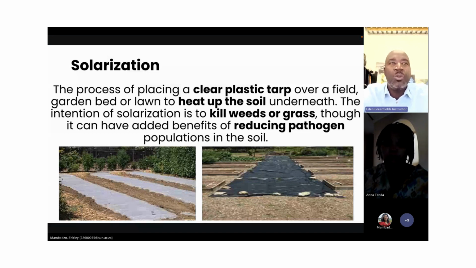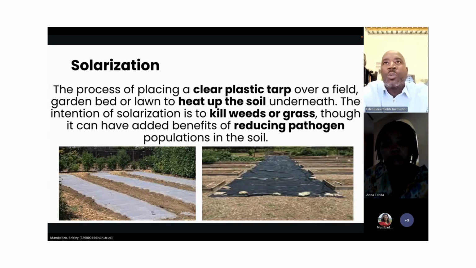Solarization is going to kill weeds in your beds. It's going to destroy any grass in your beds. And it's also going to make sure that any pathogens in the soil are destroyed, so that you don't get affected by, like we mentioned, damping off. So that also is an advantage when you do solarization. If you have black plastic, you can use it, but the most favorable option is a clear plastic.